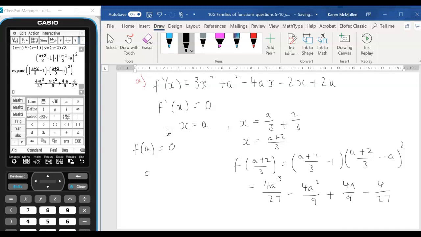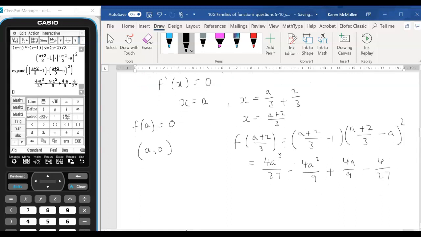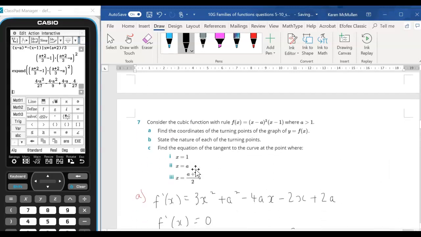All right, so your 2 points are a, 0. Okay, so that's your first turning point, and your second point is a plus 2 over 3, and then all this. So you can choose whether you want the factorized or the expanded. We could probably tidy it up a bit, but I'm not going to because we don't have all day. All right, so there's your x coordinate and there's your y coordinate. All right, let's go back up to the question.